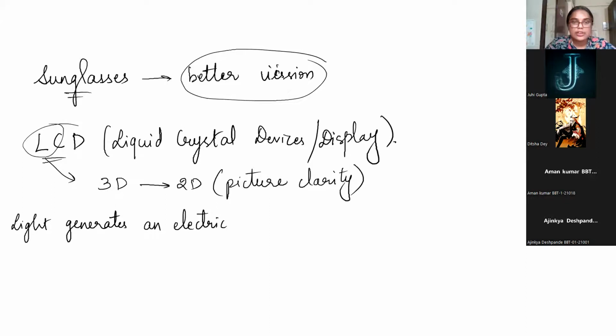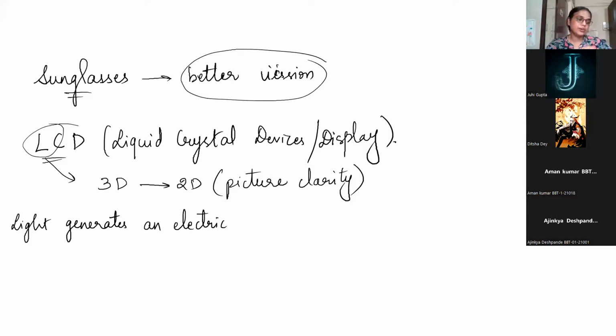Plane polarized light is the light in which the electric field vibrates only on one plane. Okay, done everybody? You all have written it? Yes, ma'am.